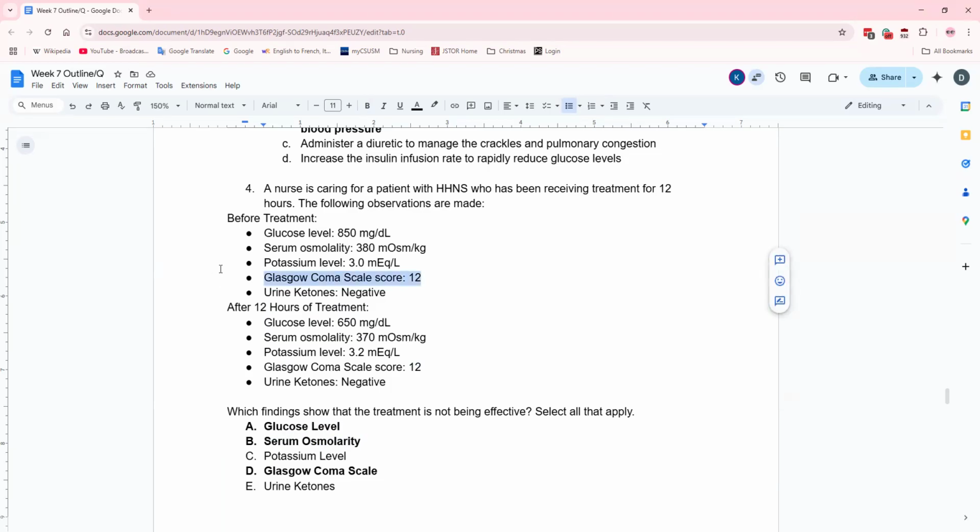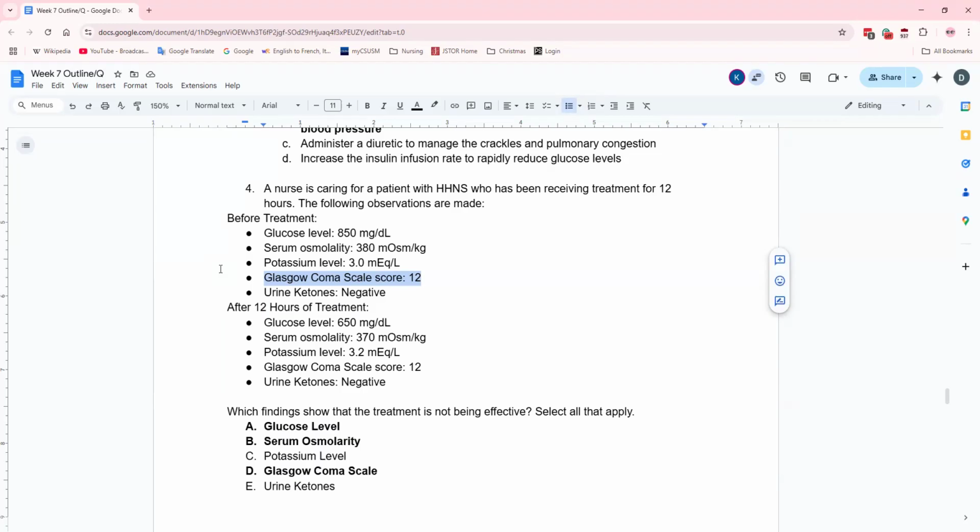We want them to be a little bit higher. We want them to be actually improving. So it's just something to keep in mind. The goal of your treatment is to improve their glucose level a significant amount, improve their osmolarity, and try to improve their GCS as well.